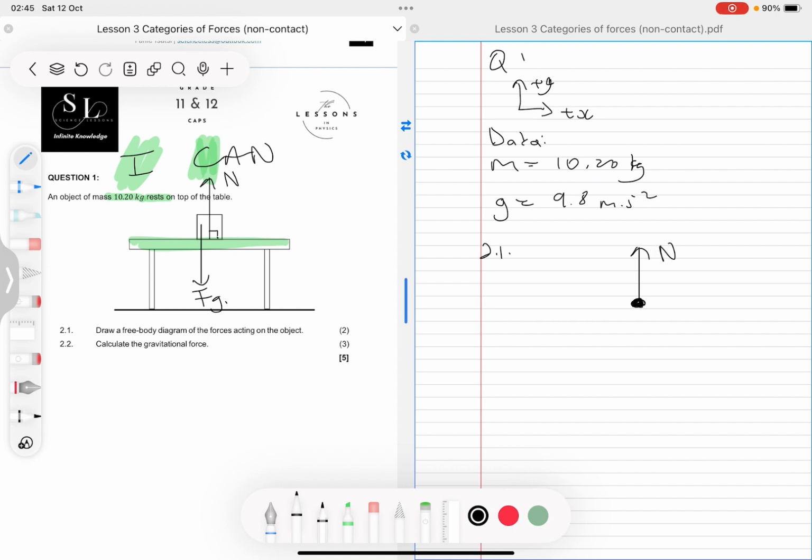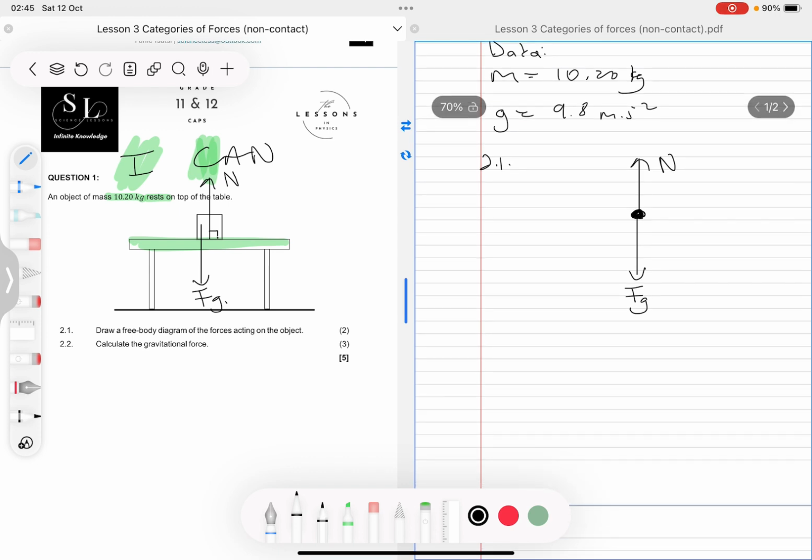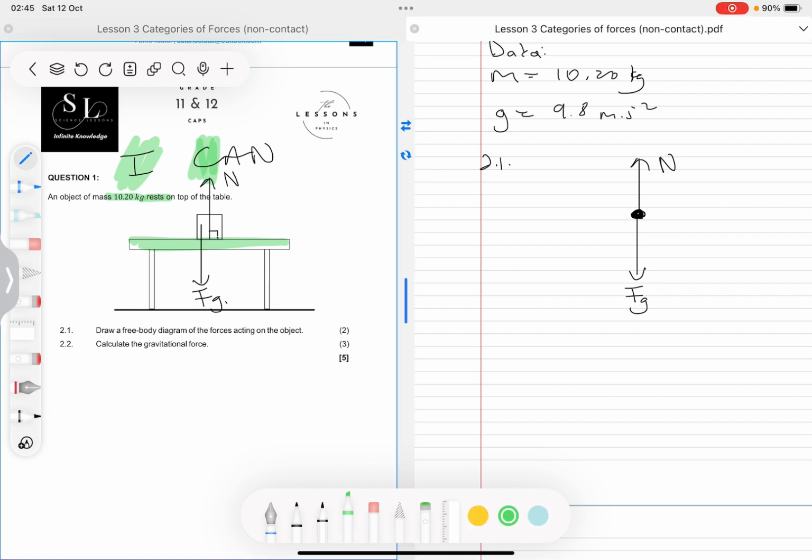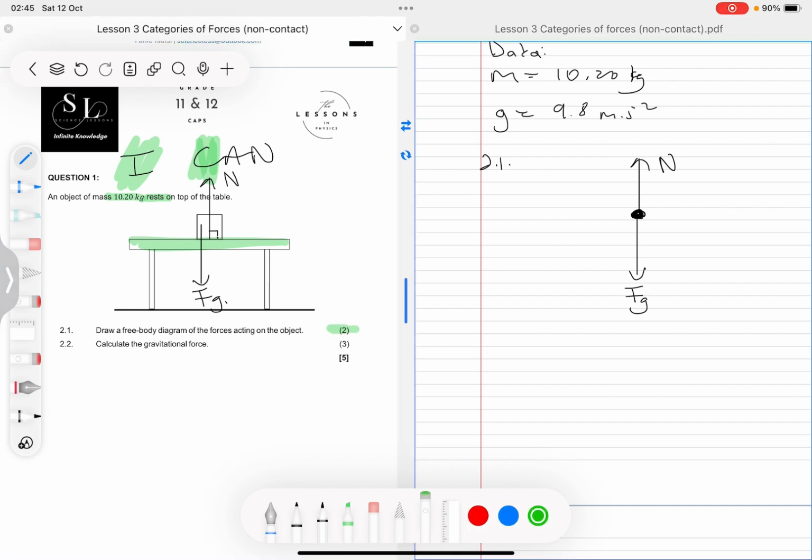So this here would be the normal force that goes vertically upwards. It makes a 90-degree angle with the surface. And here we'll have the force of gravity as well, right? That is Fg, and that's how you answer that. Again, you have to pay attention to your mark allocation. So this will be 1 mark, and this will also be 1 mark. You get 2 marks there.